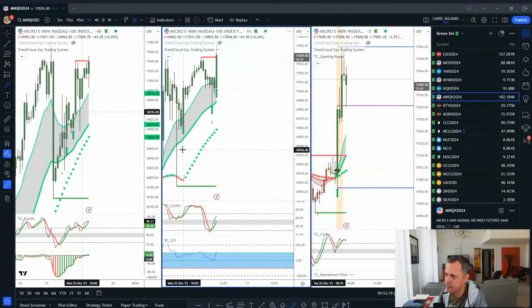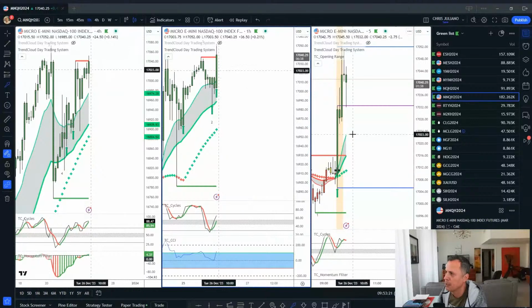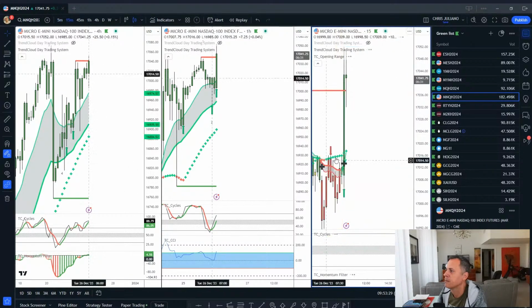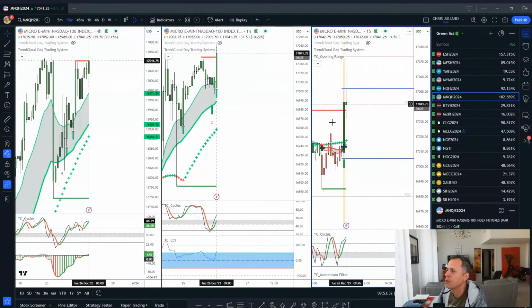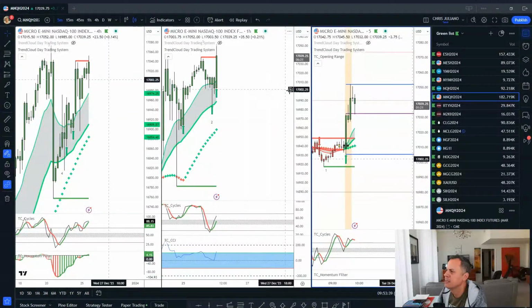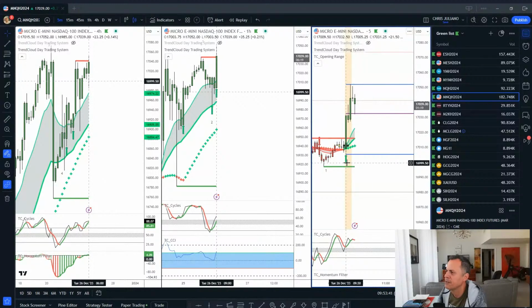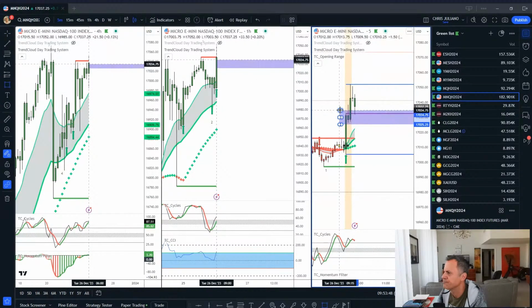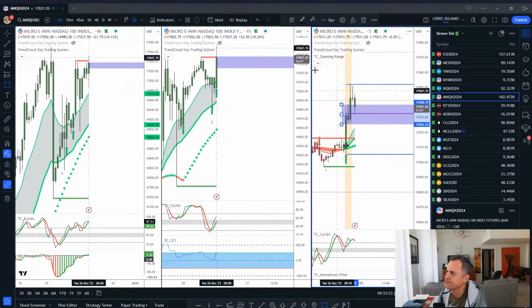NASDAQ. Uptrend, uptrend, uptrend. 15-minute. Opening range. We get a signal. We did get a signal on the 5-minute on the NASDAQ to go long. And we are pulling back on the 5-minute right in here.